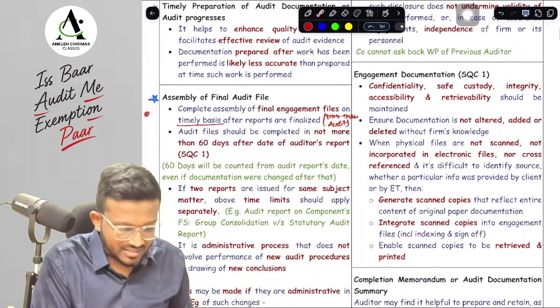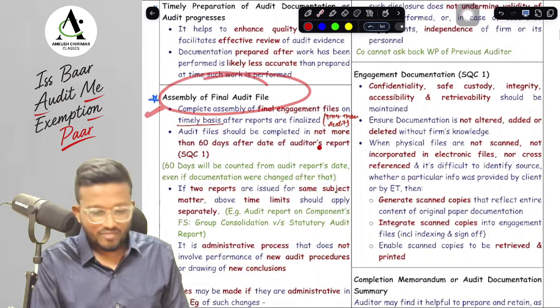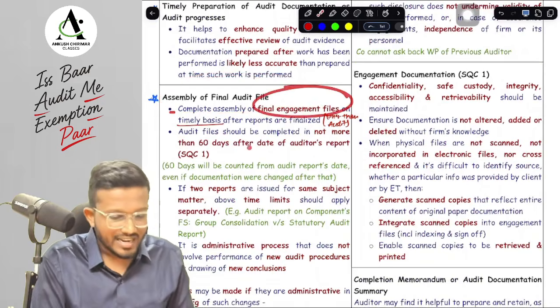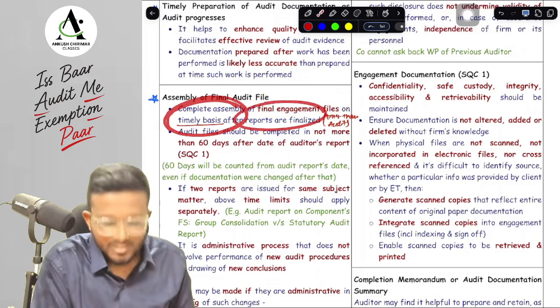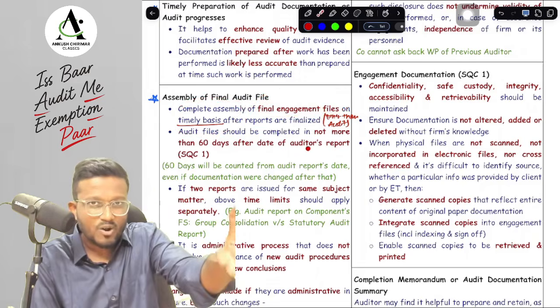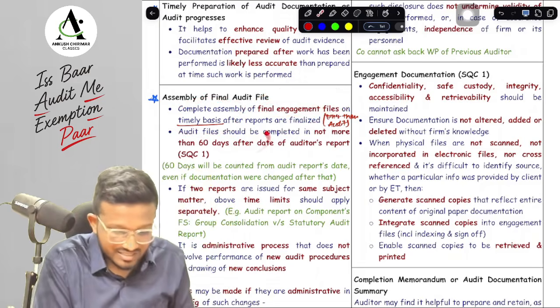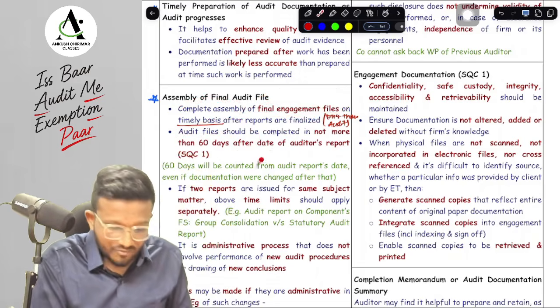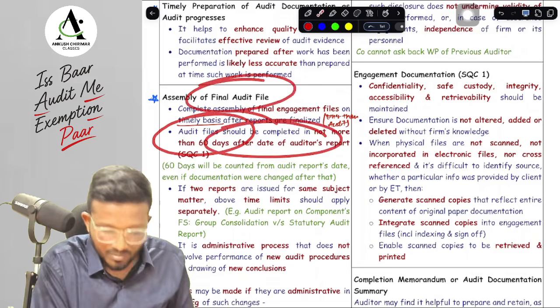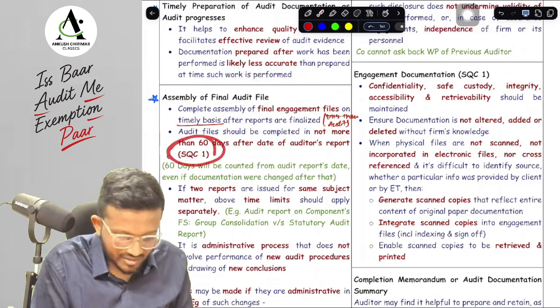Okay, yes sir. Next, this is also important: assembly of the final audit file. The complete assembly of the final engagement file should be on a timely basis after the report is finalized, and this is for engagements other than audit, because for audit engagement 60 days are counted. So within the 60 days after the date of the auditor's report, the final audit file should be prepared. This is given in your SQC1.